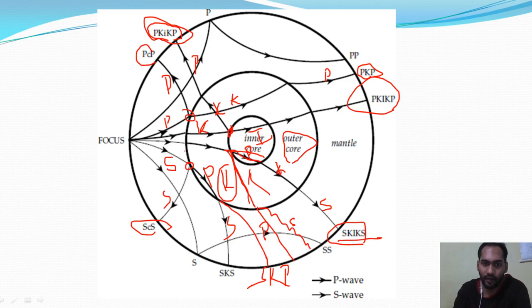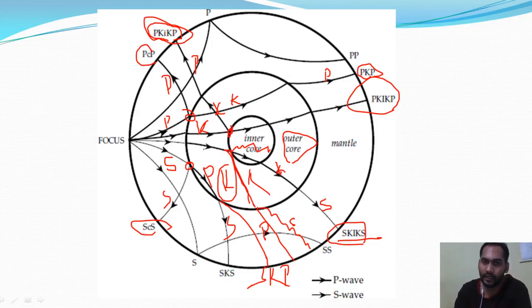Or if this S wave is traveling as S wave in the inner core, because in the inner core S can travel. The diagram becomes clumsy, so let me erase something. Okay. So the S wave can travel in the inner core. It cannot travel in the outer core because it is in fluid state or semi-fluid state, but it can travel in the inner core.